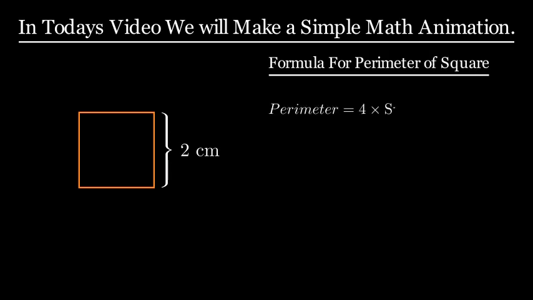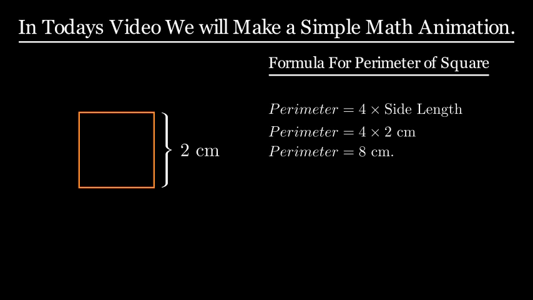As we know, the formula for the perimeter of a square is 4 times its side length. Here our side length is 2 cm, so the perimeter is equal to 4 times 2 cm. So our perimeter for this square is 8 cm.